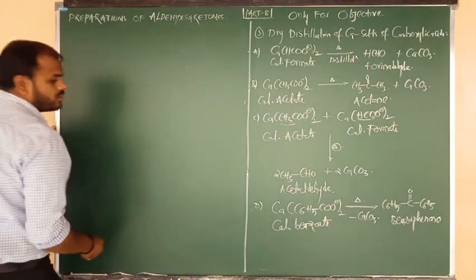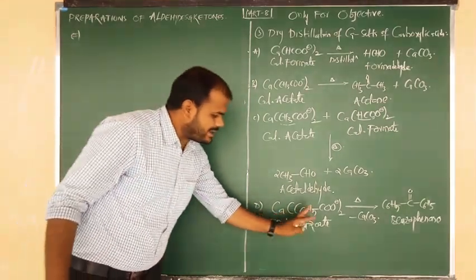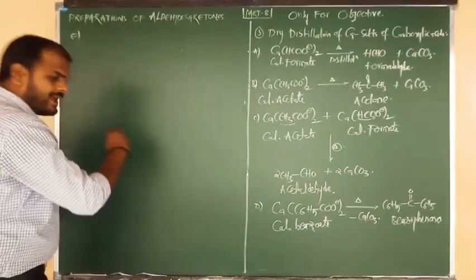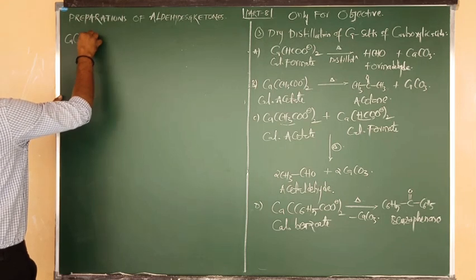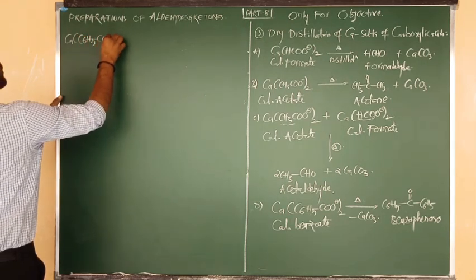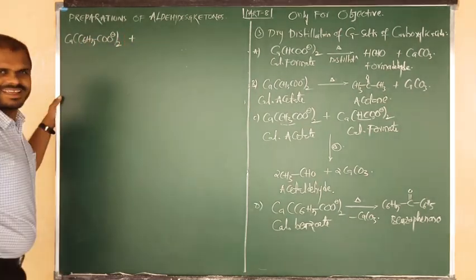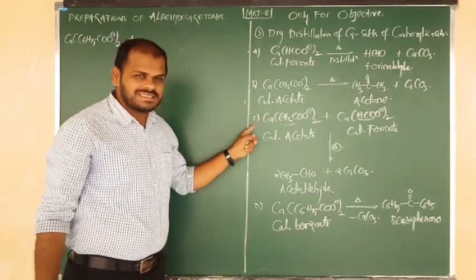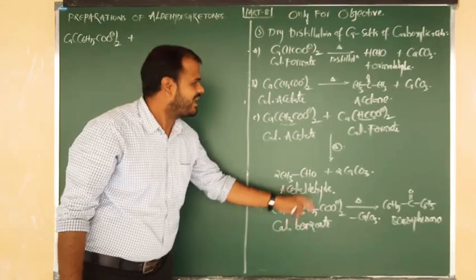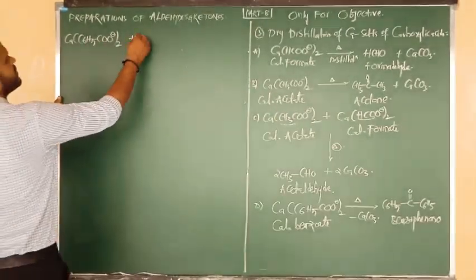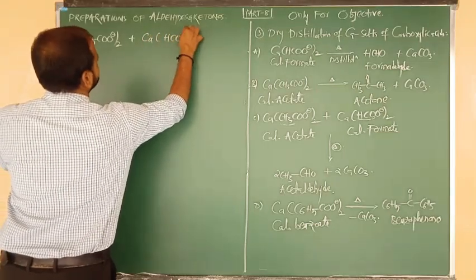Yes. So, another reaction in that category, E category. Here we have taken calcium benzoate, Ca(C6H5COO)2. Now I want to take calcium benzoate and calcium formate. Calcium benzoate, and one more is calcium formate.